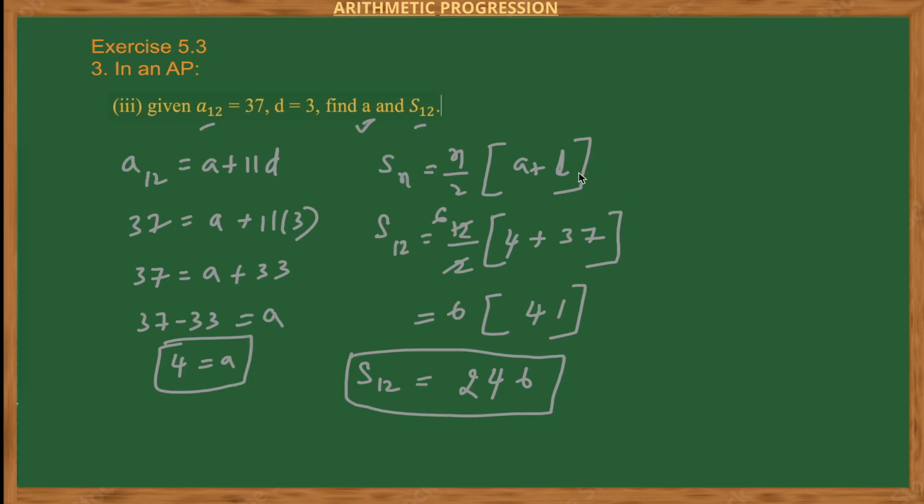So let me repeat it here. If you know the last term, then you can use this formula, otherwise you can use the other one which we are using: 2A plus n minus 1 into D. Okay, let's move to the next question.